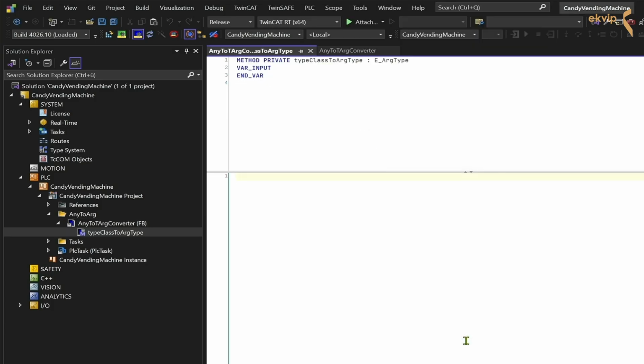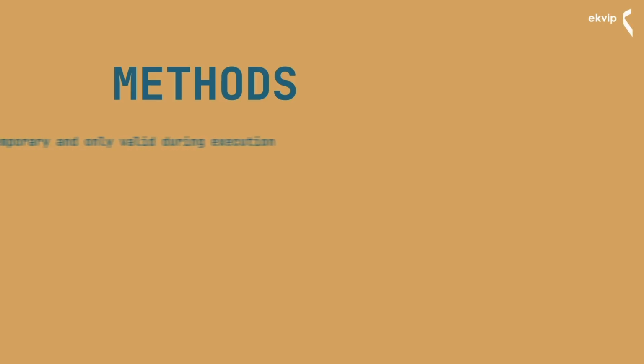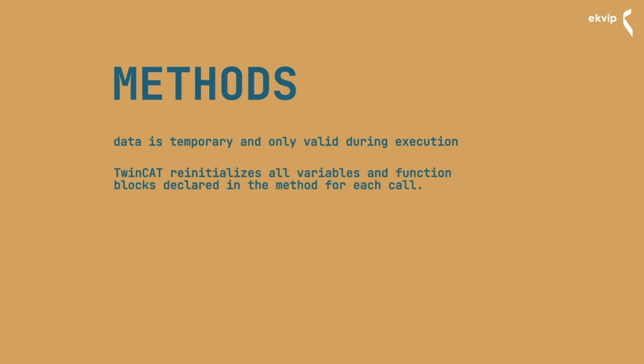What else do you need to know about methods? Data within a method is temporary and only valid during execution. TwinCAT reinitializes all variables and function blocks declared in the method for each call. You can declare VAR_STAT variables to ensure that methods do not reinitialize variables. TwinCAT generates VAR_STAT variables for methods, which are not located on the method stack similar to VAR variables. Instead, they are placed on the stack of the function block instance. Like functions, a method can have additional inputs and outputs, and you can declare VAR_IN_OUT.